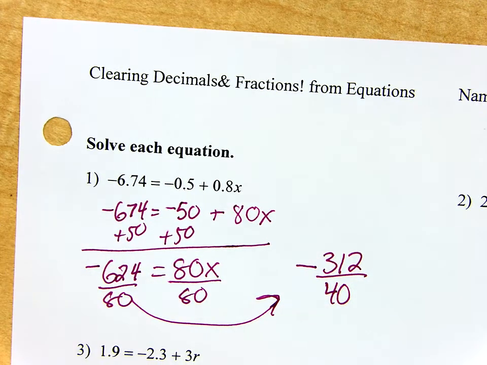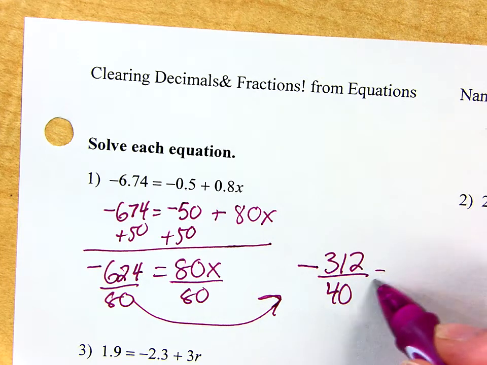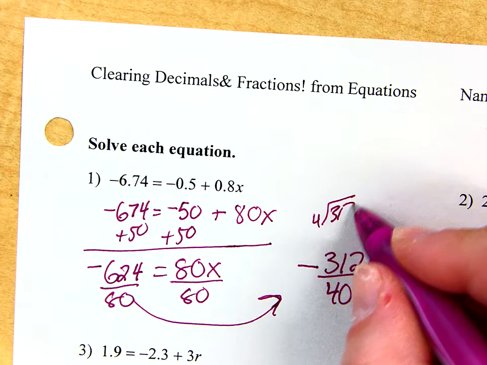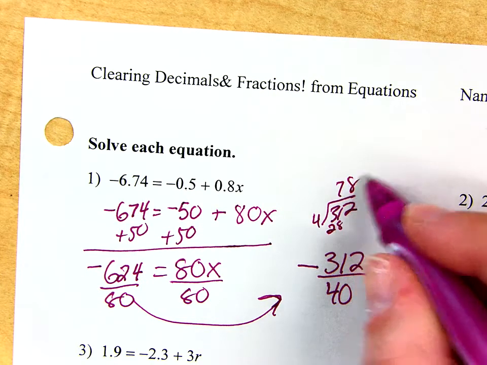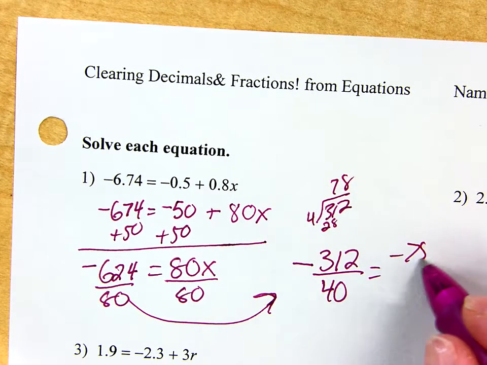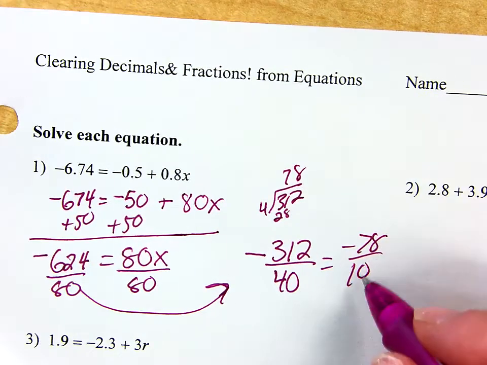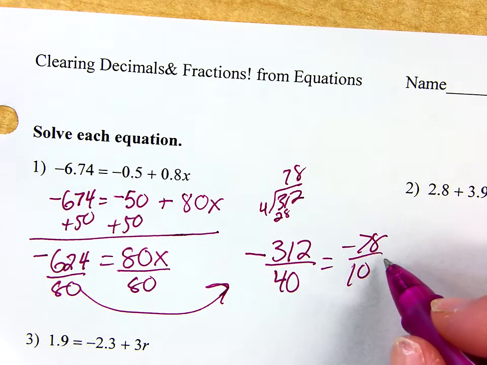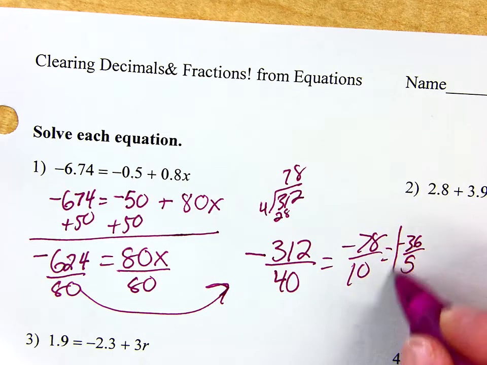I can do it again, and I actually know that I can do it by 4 at least. So 312 divided by 4 is 78. Oh, I can go again. Oh my gosh. At least by 2, right? So that would be what, 36 over 5? Okay, finally. Phew.